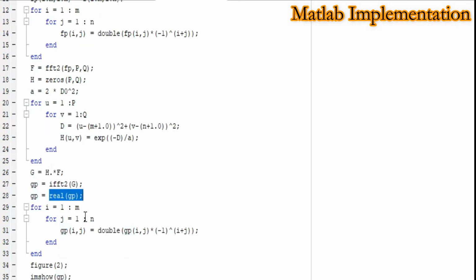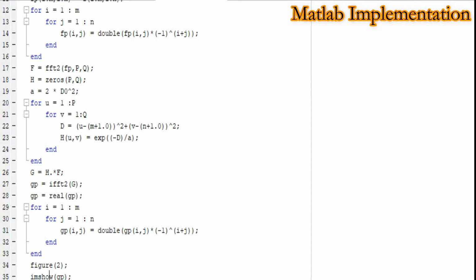After that we need to cancel the multiplication of the image. In the initial step we multiply the input image by minus 1 to the power of i plus j. So in order to cancel the multiplication, here we multiply the output image by minus 1 to the power of i plus j. So here g of i comma j is equal to double of g of i comma j into minus 1 to the power of i plus j. So here we cancel the multiplication.